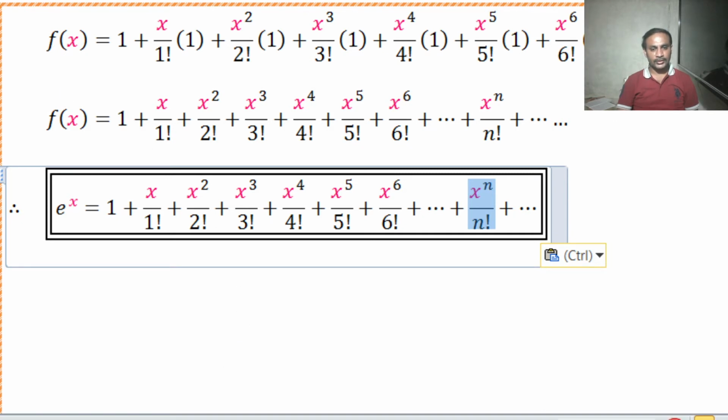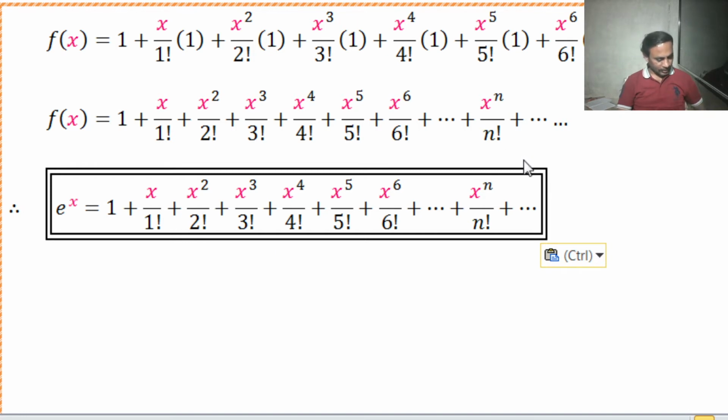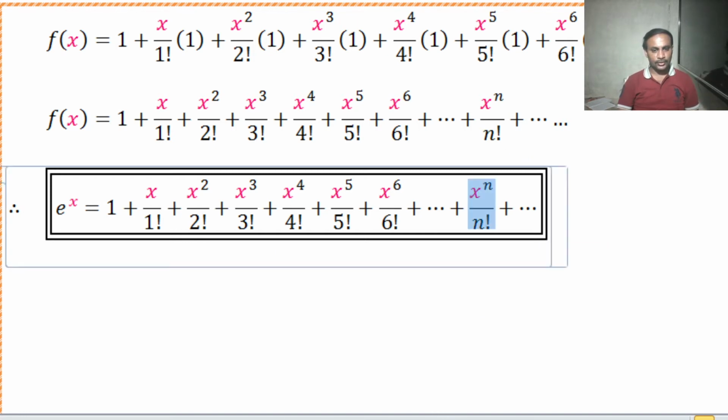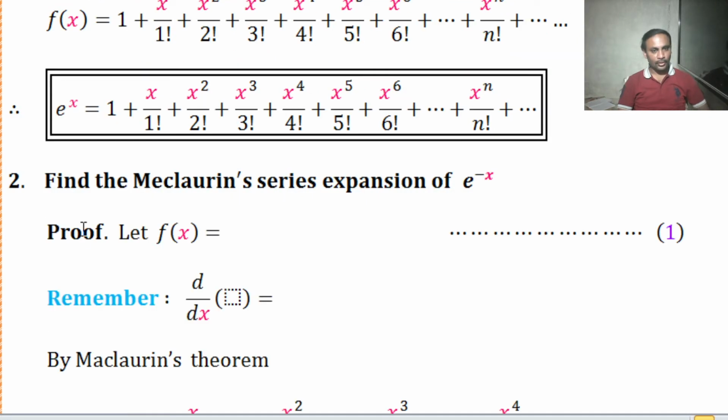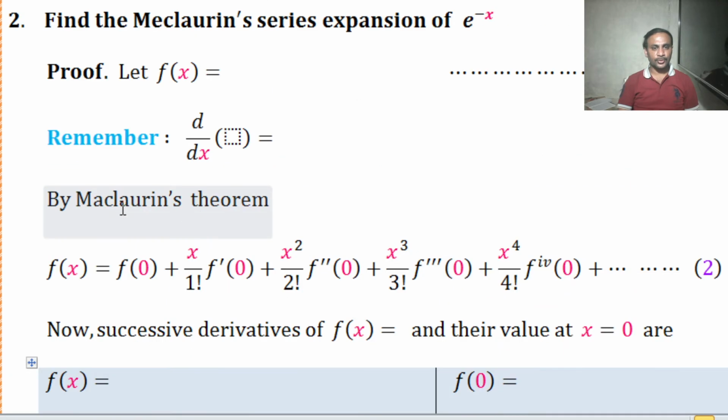Now in this same fashion, the next question is: find the Maclaurin series of the function e raised to minus x. Again, the frame of the solution is like that. Now this is the frame of solution.